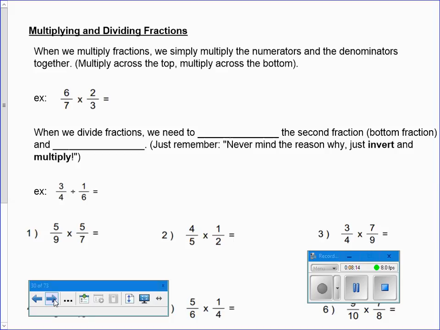Alright, so we multiply fractions. It's very easy. All we do is multiply straight across the top and straight across the bottom. Here we have 6 over 7 times 2 over 3. So I'll multiply 6 by 2, and that's 12, and 7 by 3, and that's 21. And there we go, that's our answer.